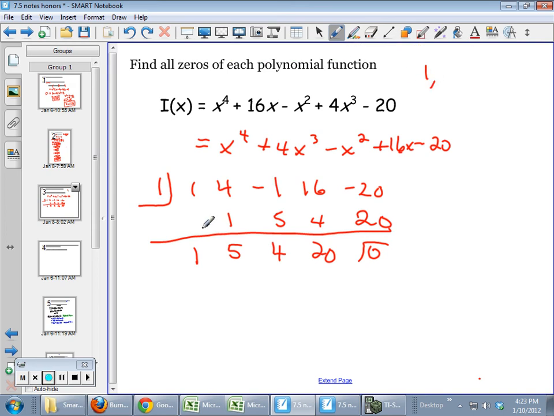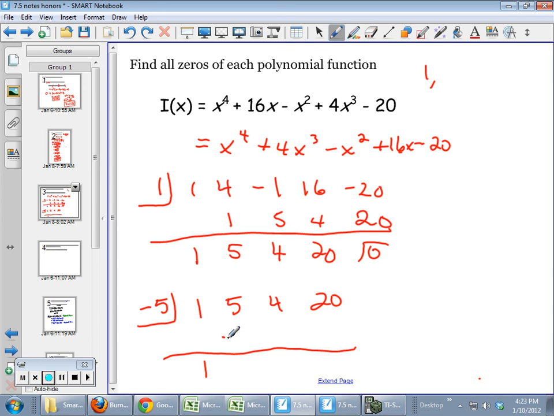Okay. Another zero then, we're hoping is negative 5. So what I'm going to do is I'm going to put negative 5 in the box. I'm just going to use what's left over here. And what I'm trying to do is get it down to a quadratic because I'm really good at quadratics. I know how to use the quadratic formula. And so once I get it to a quadratic, I'll be able to use many of those techniques we've learned in Chapter 5.